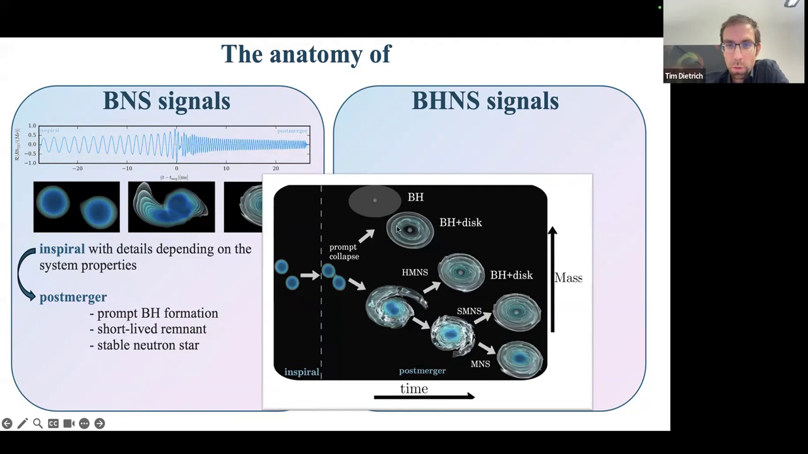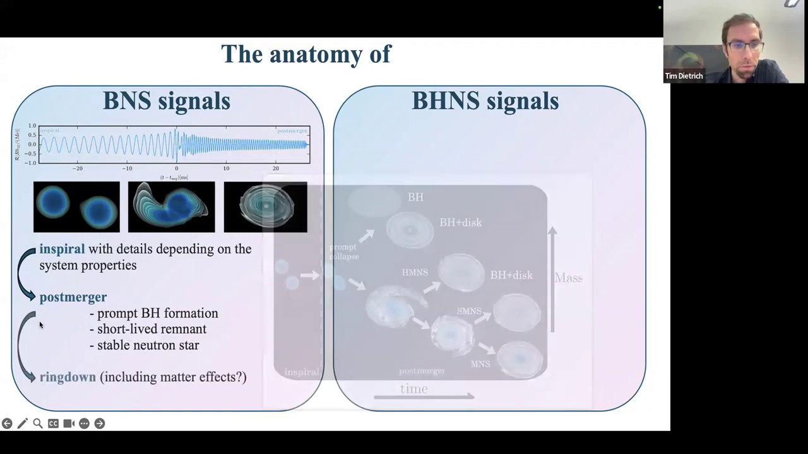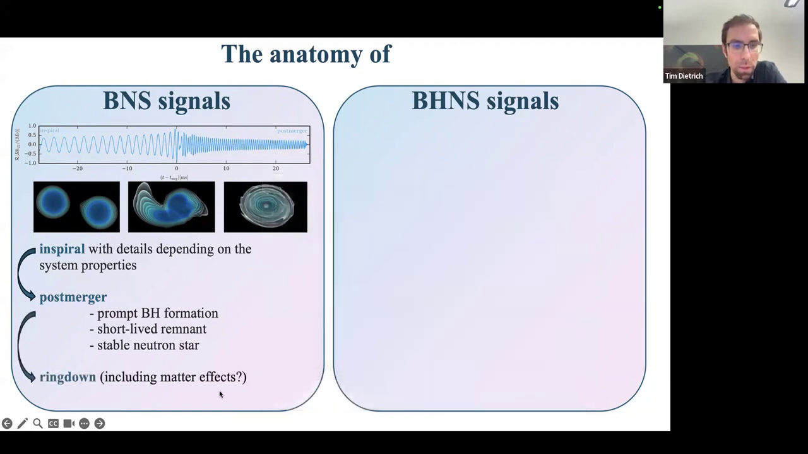In most of the cases, you will form a black hole, and then you have the ring down, but the ring down has, in addition, some potential matter effects compared to black holes. What I mean with this is, of course, you form a black hole surrounded by an accretion disk, and there's still mass falling onto the black hole. So it's not the clean ring down that is known from black hole mergers, where you just have the quasi-normal modes. These can be changed here, depending on how massive the disk is and how much mass still falls onto the object.